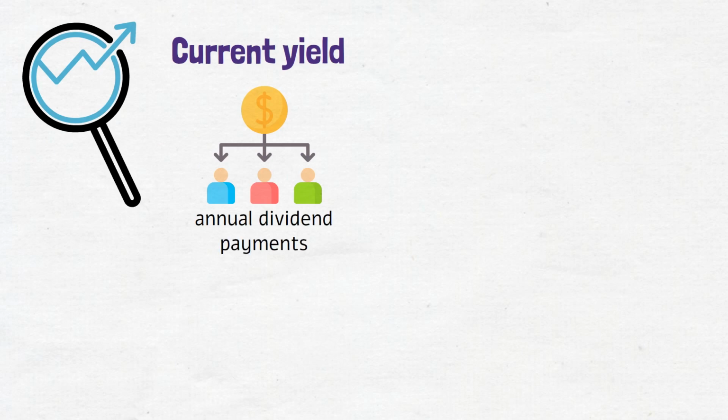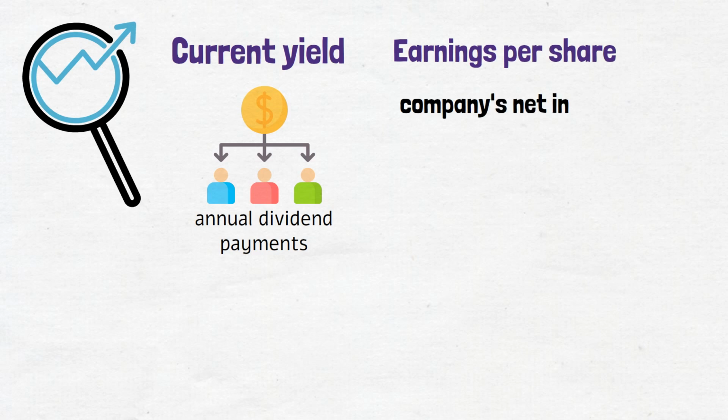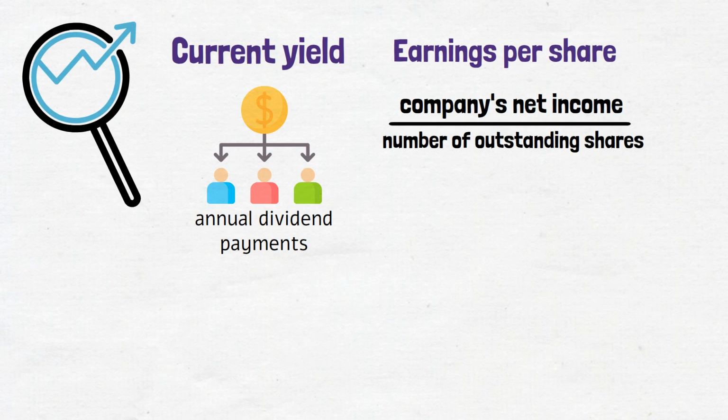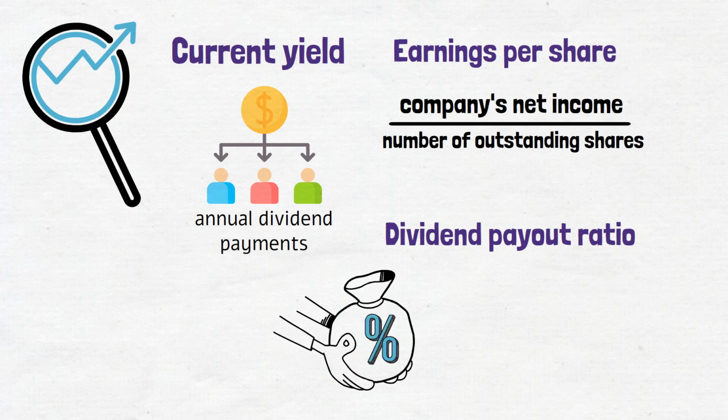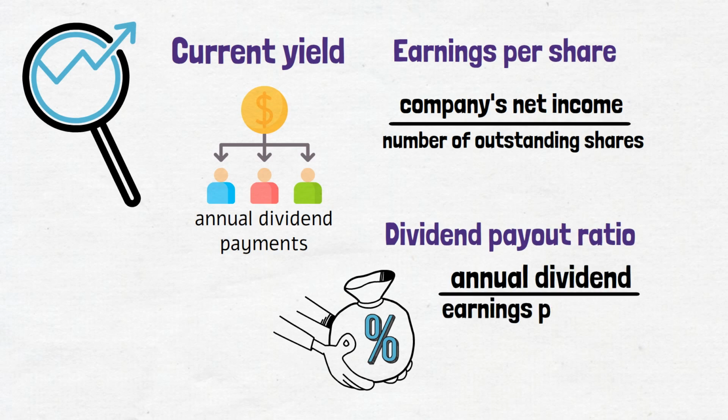Current yield. This is another term for dividend yield and represents the annual dividend payments as a percentage of the current stock price. Earnings per share. This is the company's net income divided by the number of outstanding shares and represents the earnings that can be attributed to each share of common stock. The dividend payout ratio is the percentage of a company's earnings paid out as dividends to common shareholders. It is calculated by dividing the annual dividend by the earnings per share.